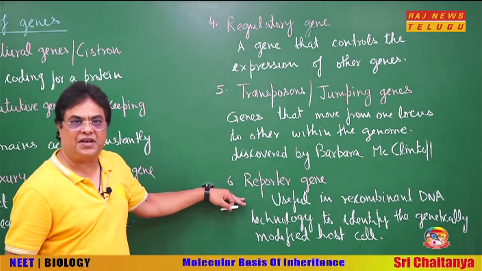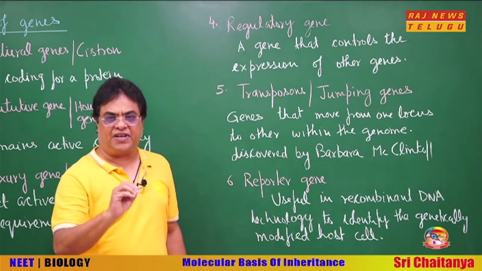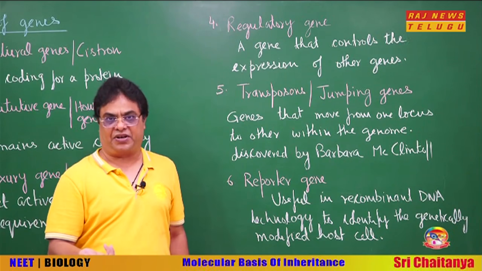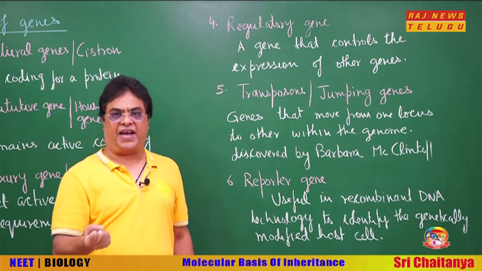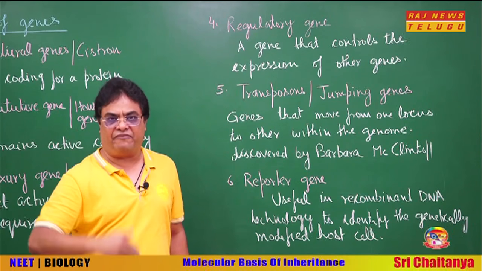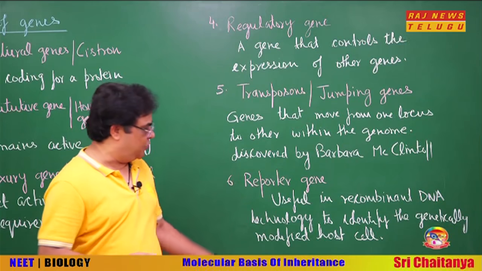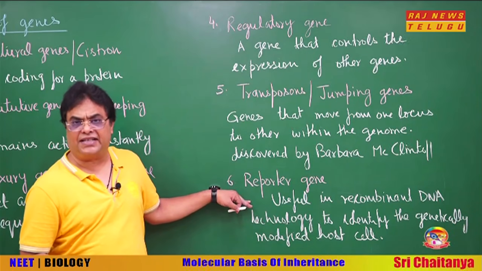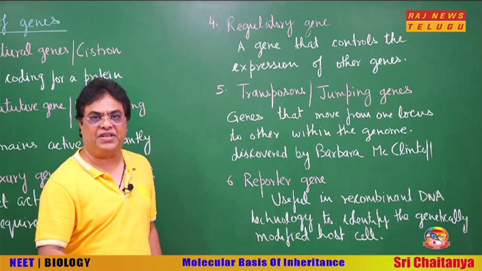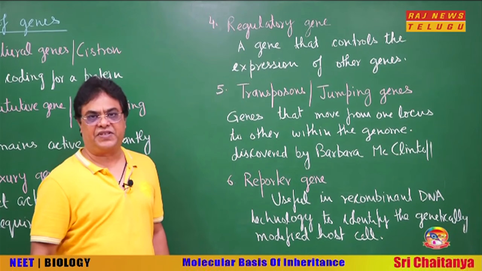Okay. Last is reporter gene. In recombinant DNA technology, we transfer the gene of one organism into another organism to genetically modify that organism. Now, how to identify whether the other organism has been genetically modified or not, or whether the desired gene has been transferred in that organism or not? For this we use certain genes. These genes are called reporter genes that give us information whether the host cell has been transformed or not. So, these are the various types of definitions of genes.